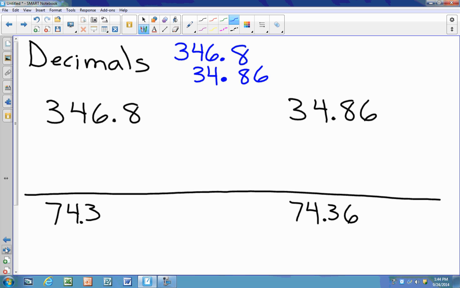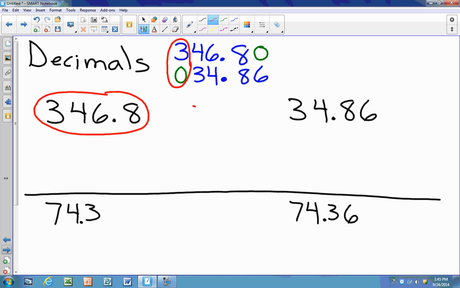Anywhere where I do not have a digit above or below, I'm going to fill in with a 0. And now I can start checking. So even though one number might have more digits, it doesn't mean that it's greater. We have to look at the values. So right here, we look at the hundreds place. One has a 3, one has a 0. So I know that this one over here is larger, so I make sure that I put my alligator mouth facing it.